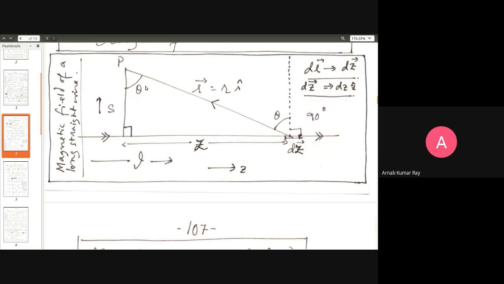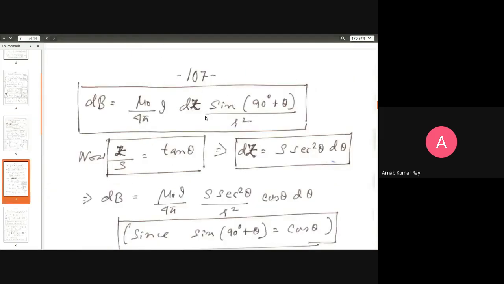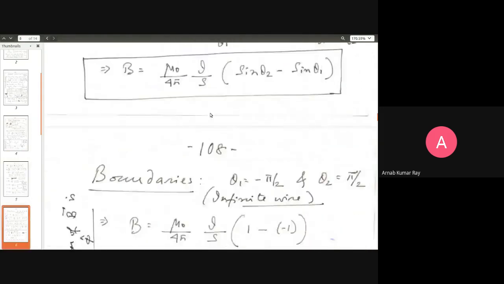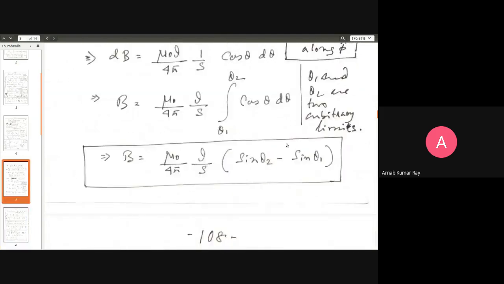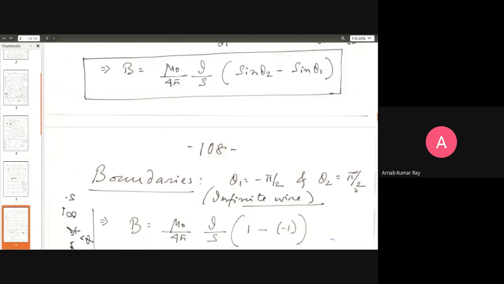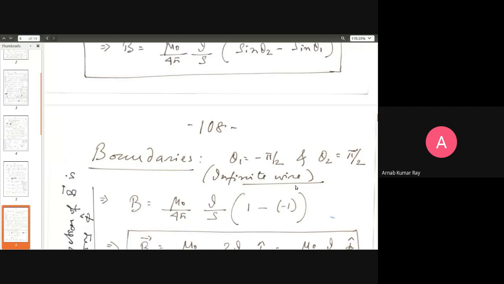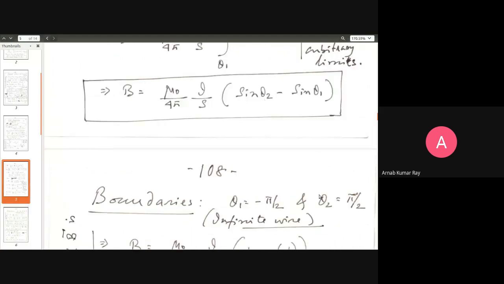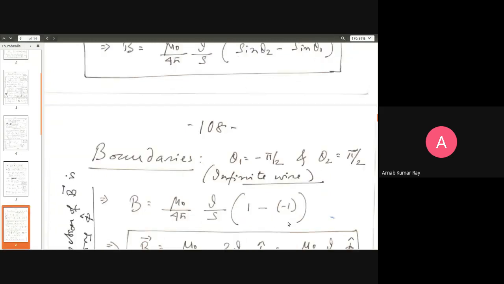So basically, if you want to integrate for the effect coming from this wire in full, coming from minus infinity and going to plus infinity, correspondingly, this angle theta will become plus 90 degrees on this side and minus 90 degrees on this side. In that case, the lower limit will be minus pi by 2 and the upper limit will be pi by 2 in an infinite wire. And so sine pi by 2 will be equal to 1. Sine of minus pi by 2 will be equal to minus 1.